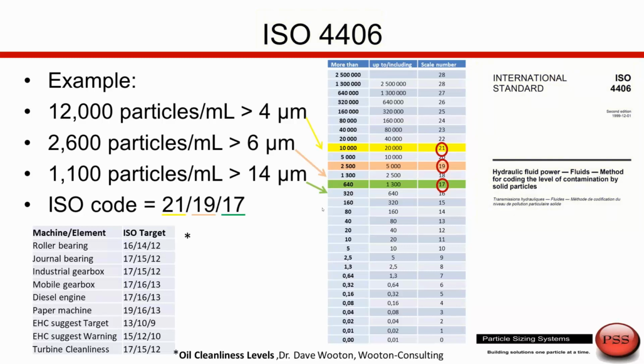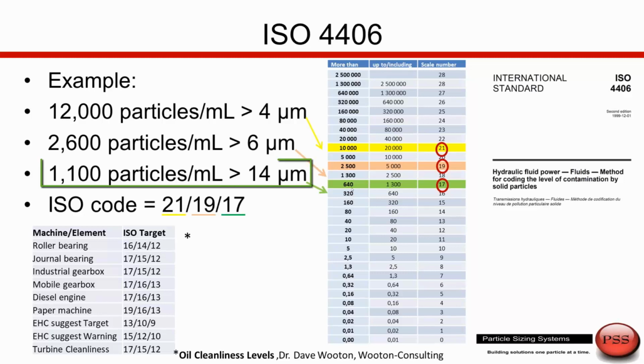If we use the standard ISO 4406, what we will focus on is 3 size ranges, 4, 6, and 14 microns. We'll look at the contamination level in particles per ml at these 3 ranges. We'll make reference to the table here in 4406, and we'll say between these size ranges, what is the contamination level?